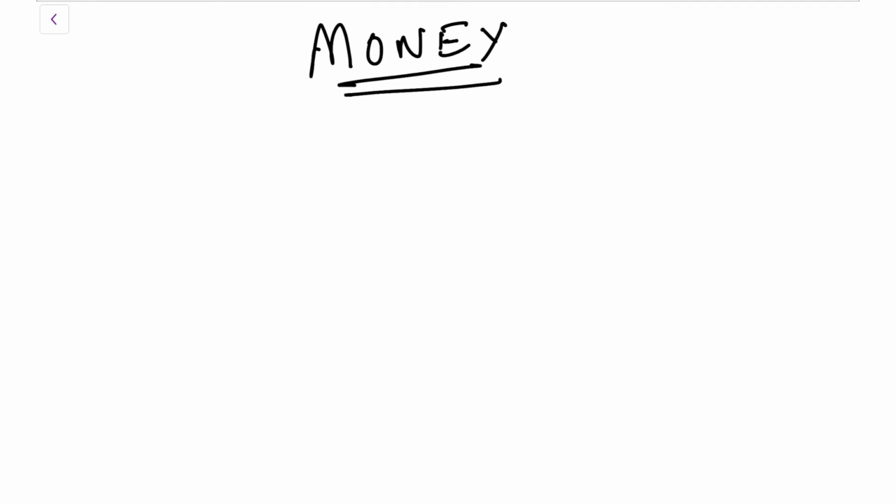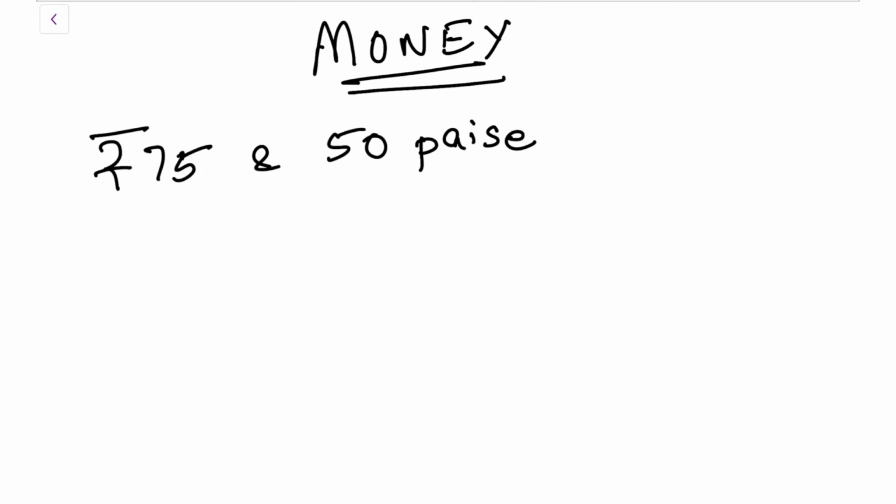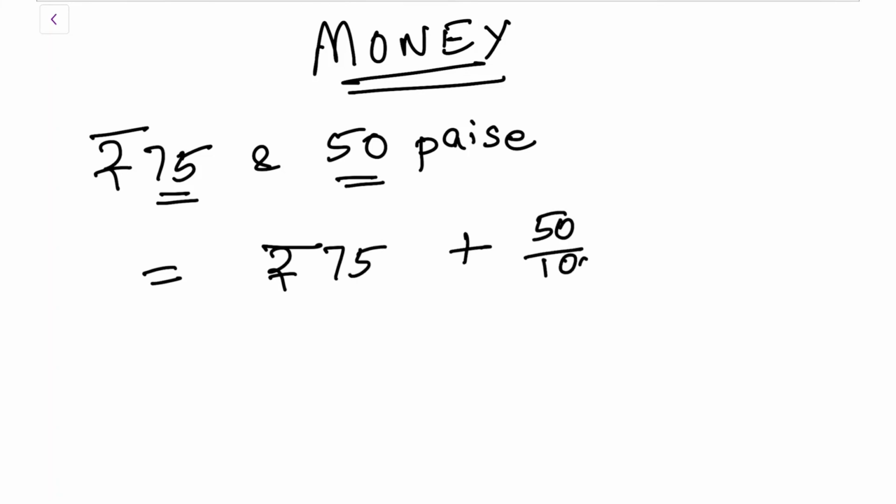Now what about money? How are decimals used here, right? Let's take an example. 75 rupees and 50 paise. I'm not sure if you've seen a paise, but there are 50 paise coins that you can see. You can ask your parents and they'll show you. So 75 rupees and 50 paise. How do we write that as a decimal?